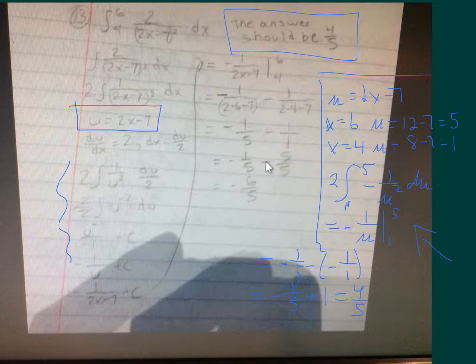When you were doing this, what happened that made your answer incorrect was just that you're missing the negative sign because your actual antiderivative is negative. So when you're subtracting the antiderivative, you want to subtract the negative. That would make that a plus, that's a plus, and then you would have got 4/5 instead of the negative 6/5, okay?